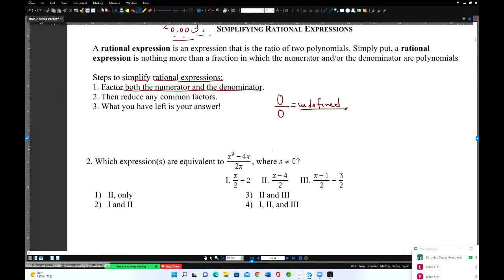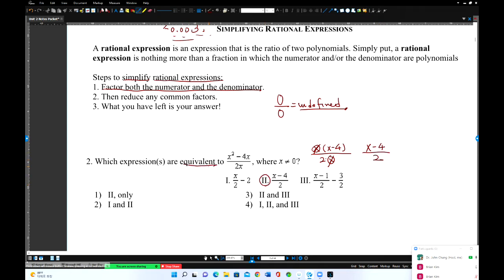Complete factor. Numerator, x is common: x times (x minus 4). Denominator, 2x. This is already the product. But x is the factor that cancels out, because we assume x is not 0. So after that, what did I get? x minus 4 over 2. Yeah, we have x minus 4 over 2.